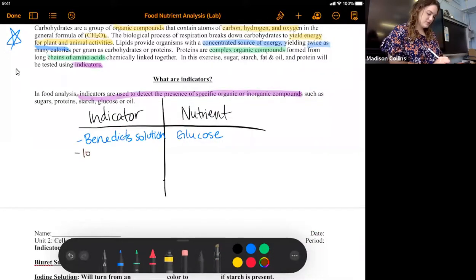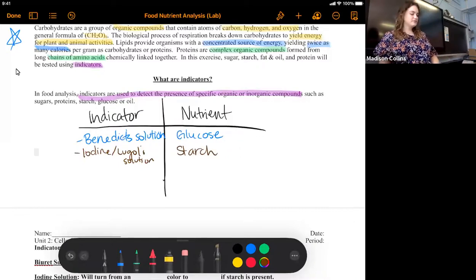Right, so iodine or Lugol solution is going to be testing for the presence of starch. The third indicator we're going to be using is kind of a special indicator. It's a little bit different because we have to use 2 different compounds in order to create it.